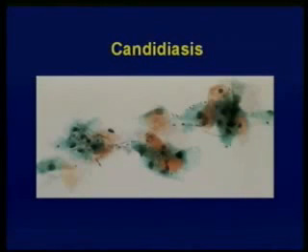Here's candidiasis. What am I looking at? These are the yeast forms, the pseudohyphae, the long filamentous form. And this is a pap smear, I believe, with a 10% potassium hydroxide, a KOH prep. The mucus can be really thick and cheese-like, or it can be thin and watery.